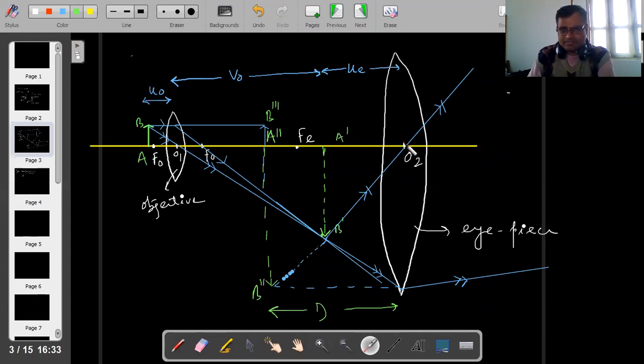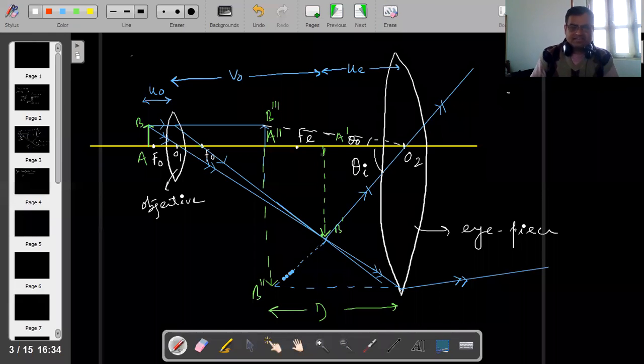Now I have to keep my eye here. If I keep my eye here, I have to see the object and the image. What is the angle subtended by them? This is the angle subtended by the image, theta I, and this is the angle subtended by the object, theta O. Draw the diagram.